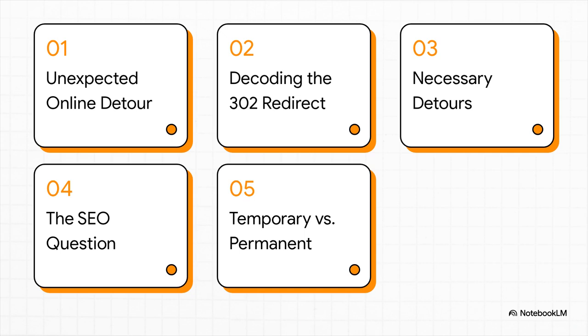So, here's the roadmap for this explainer. First, we'll talk about that unexpected online detour. Then we're going to decode the 302 redirect. That's the technical bit behind the magic. After that, we'll get into why these detours are actually super necessary, how they affect search engines like Google, and finally, we'll put them head-to-head with their permanent cousins.